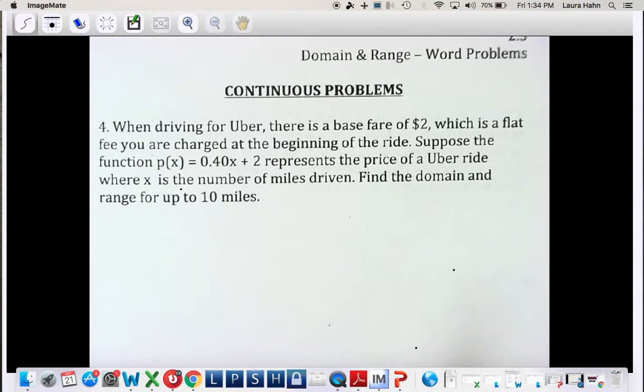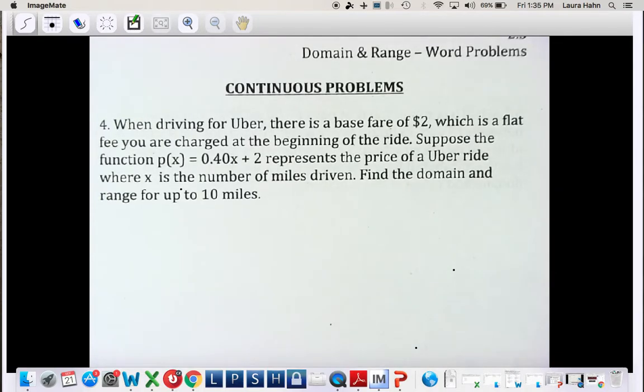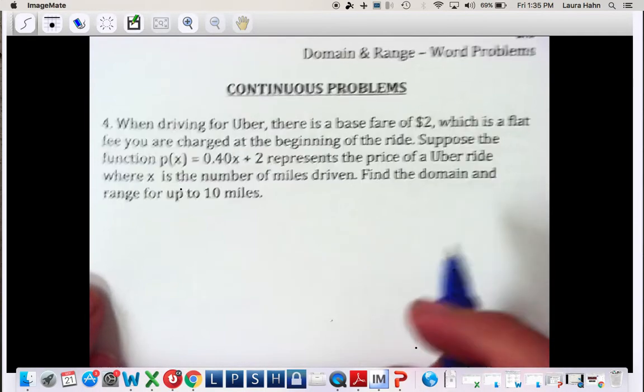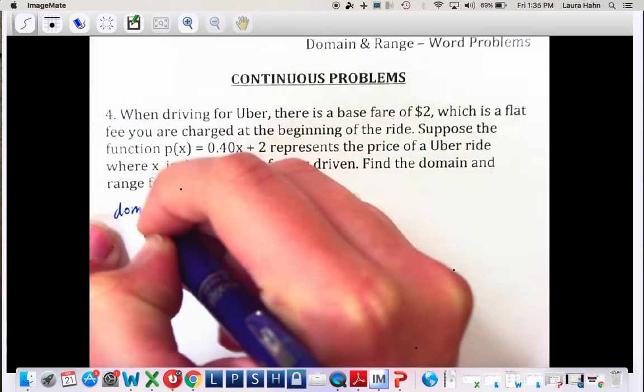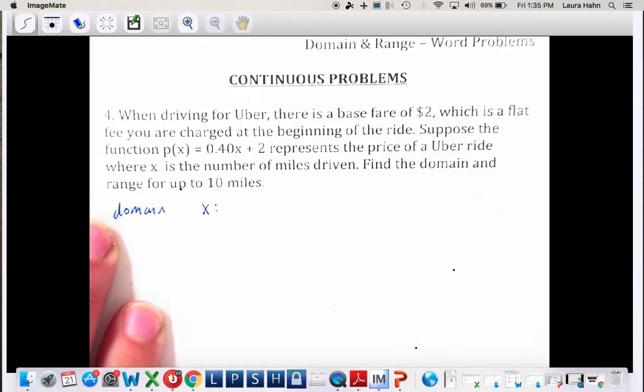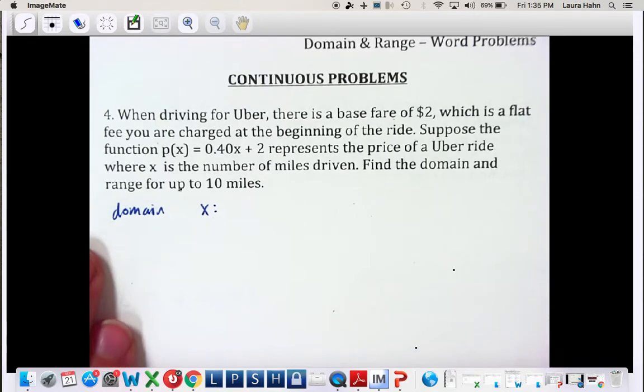Okay, now we're going to move on to continuous problems where you can have a part of something. So whereas you couldn't have a part of a kit, these parts will be okay. So continuous. So when we write our domain and range, it's going to look a little bit different. It says when driving for Uber, there's a base fare of 2. That's the flat fee that you were charged at the beginning of the ride. Suppose the function, it gives me the formula, represents the price of the ride, where x is the number of miles driven. Find the domain and range. Okay, so domain is x, and x tells me it stands for number of miles.